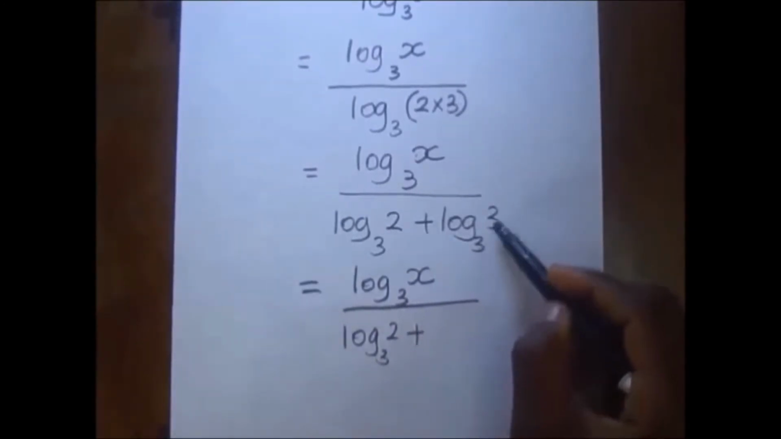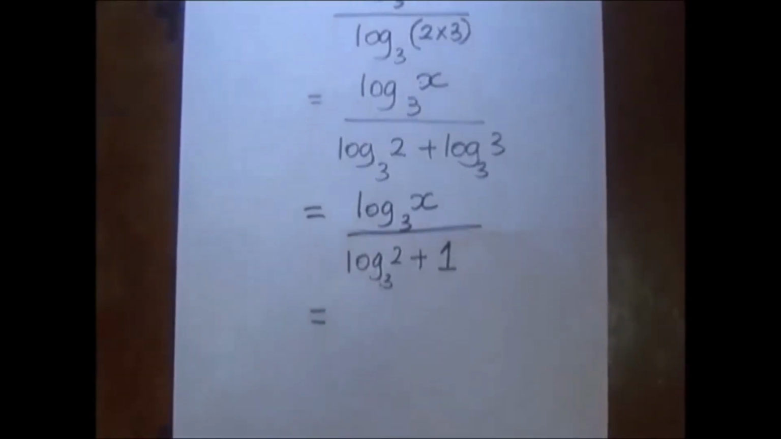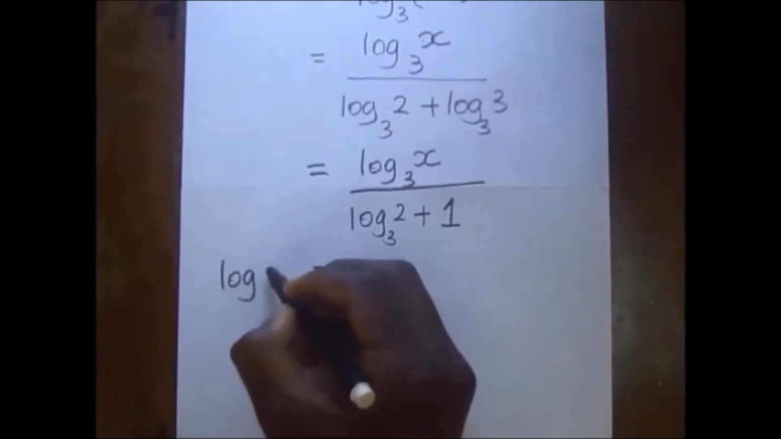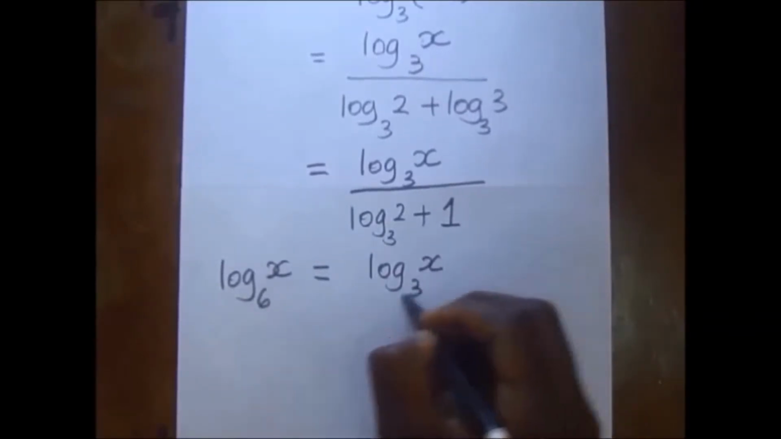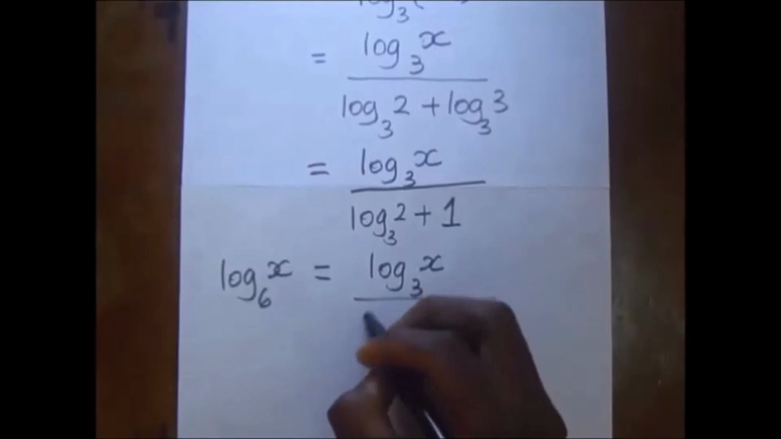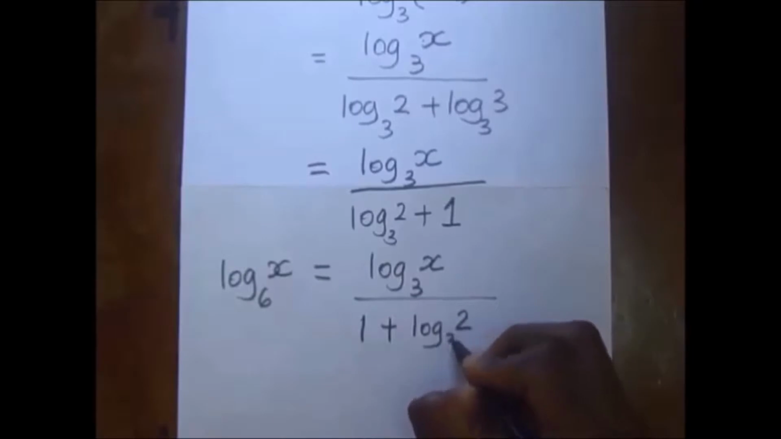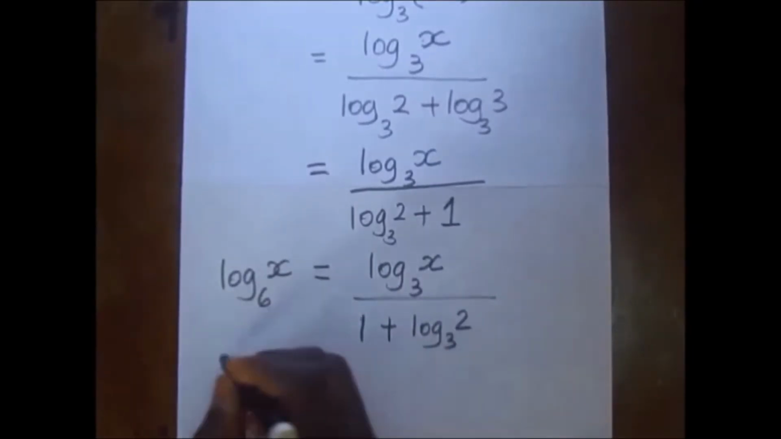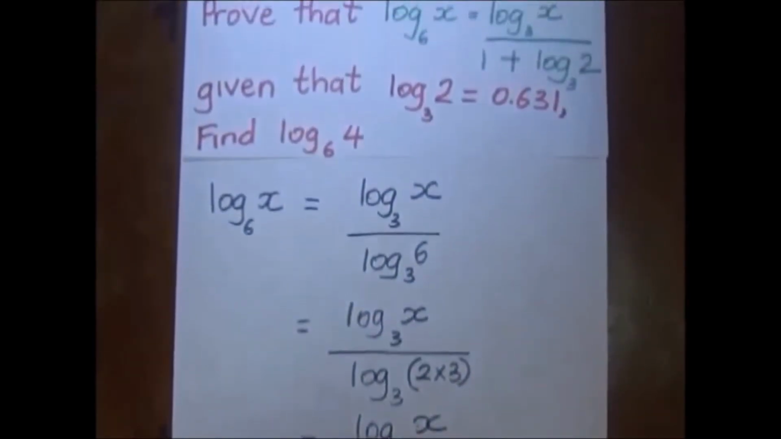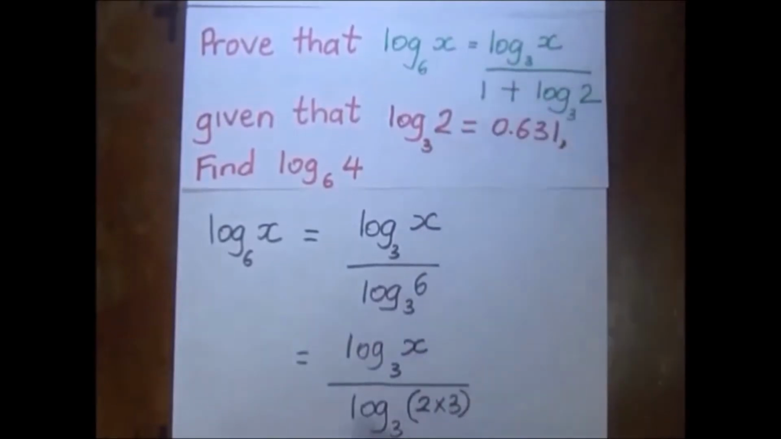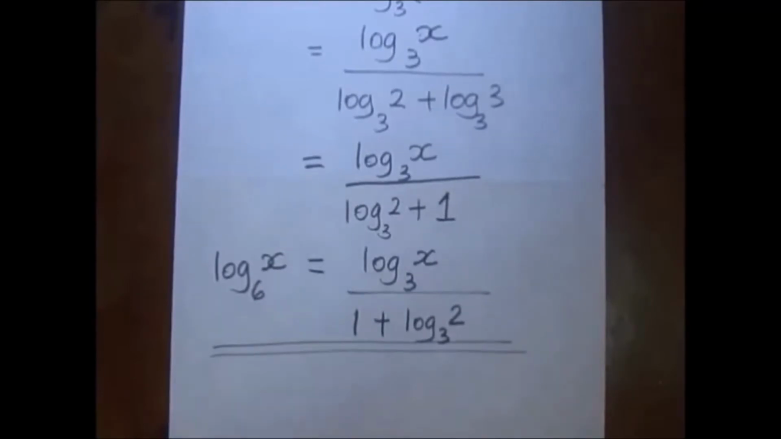plus log of 3 base 3 is 1. So we have already proven the answer. So meaning that log of x base 6 is going to be equal to log of x base 3, divide that by 1 plus the log of 2 base 3. So we have proven it. That is the answer now, because the question was asking us to prove that this is equal to that, and from our calculations, as we have gone through, we have finally proven it.